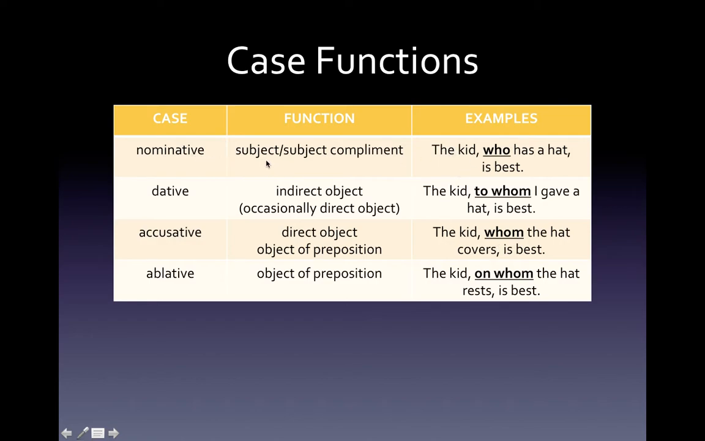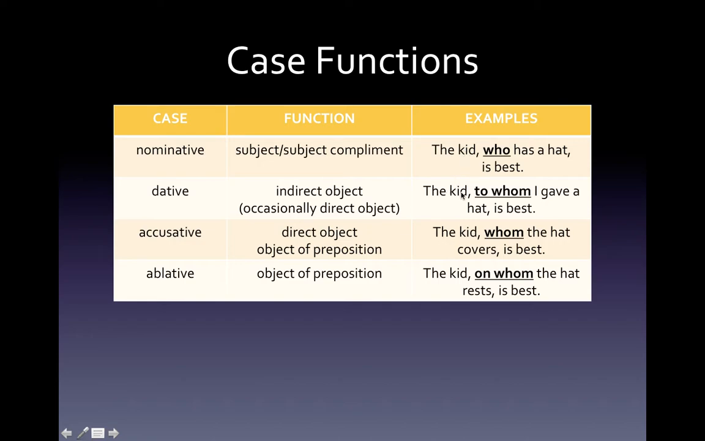So the nominative is the subject or the subject complement. For example, in this sentence, the relative clause is isolated by commas. The kid is best is the main clause. Who has a hat is the relative clause. In this relative clause, who is the subject. Who is doing the verb? Has is the verb. Hat is the direct object. So, the kid who has a hat is best. The who here is giving you more information about this noun over here. So the kid is the antecedent.